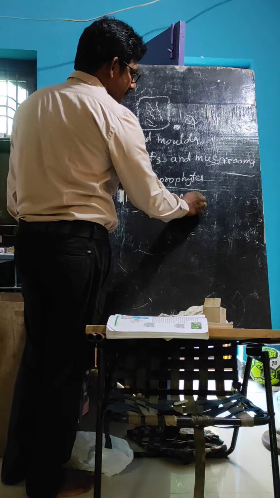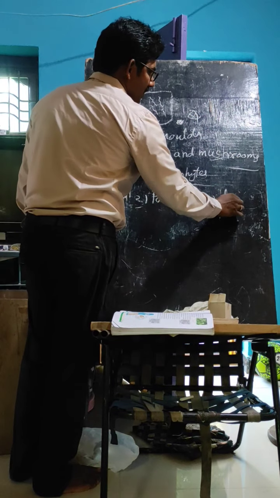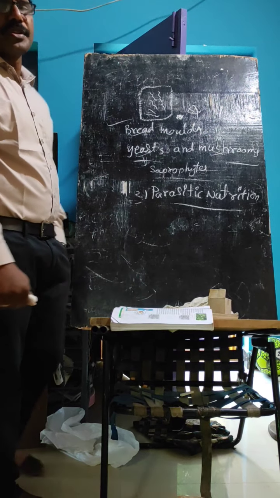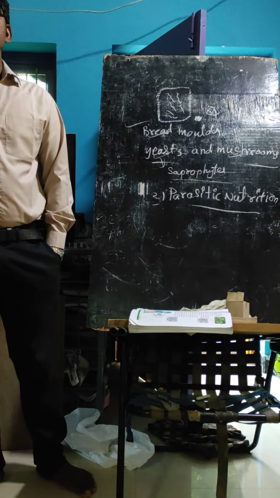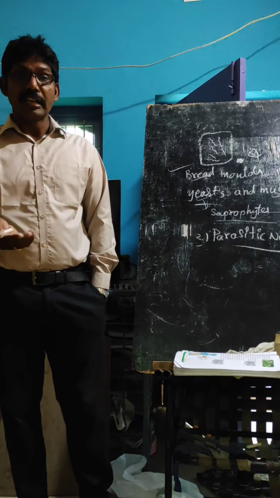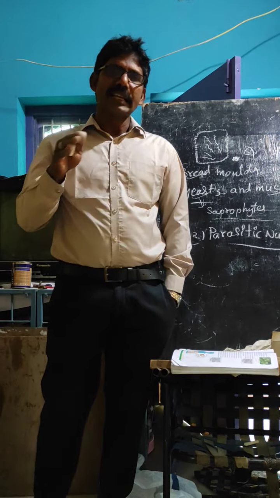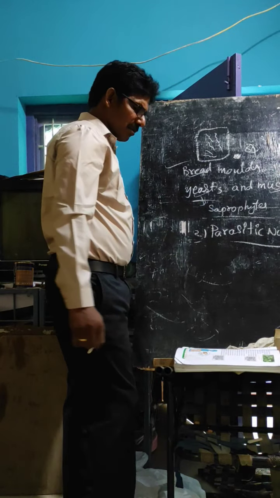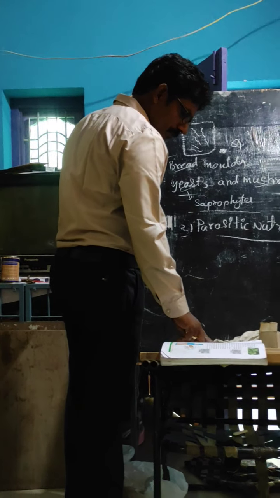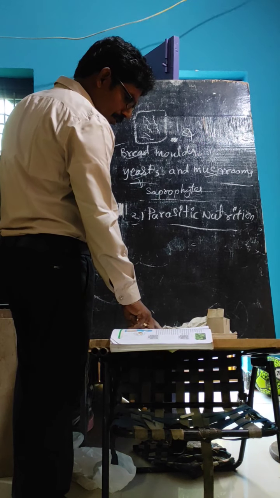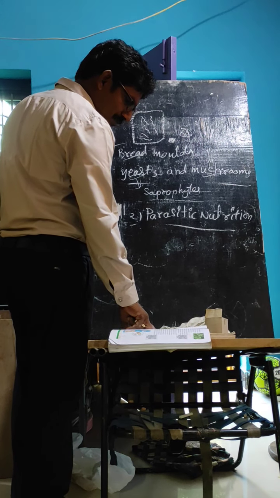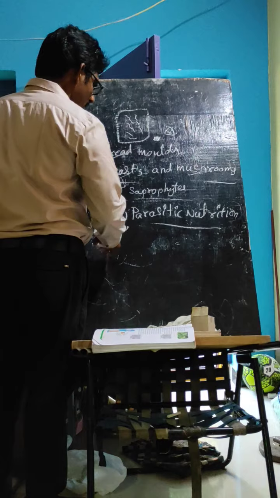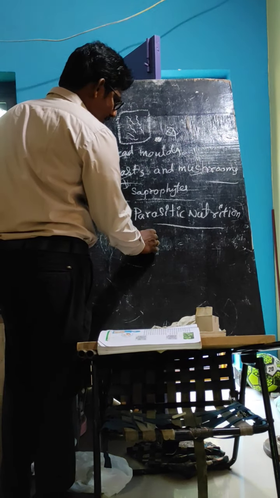Parasitic nutrition. In this type of nutrition, the organisms live on other organisms without killing them, and they take the food material from them. This type of nutrition is called parasitic nutrition. This strategy is used in a wide variety of organisms like cuscuta, lice, lichens and tapeworms.